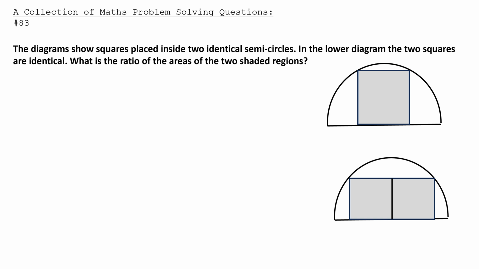The diagram shows squares placed inside two identical semicircles. In the lower diagram, the two squares are identical. What is the ratio of the areas of the two shaded regions?